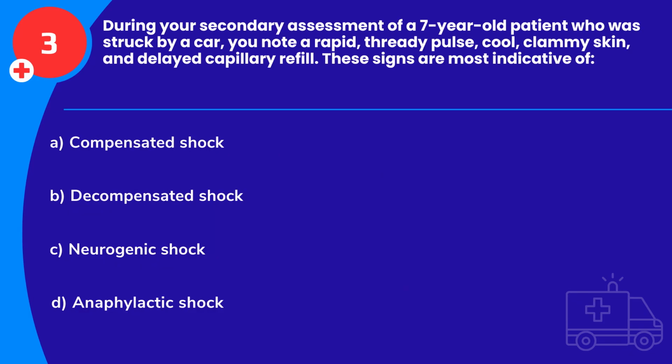Question 3. During your secondary assessment of a 7-year-old patient who was struck by a car, you note a rapid, thready pulse, cool, clammy skin, and delayed capillary refill. These signs are most indicative of: A. Compensated shock, B. Decompensated shock, C. Neurogenic shock, D. Anaphylactic shock.